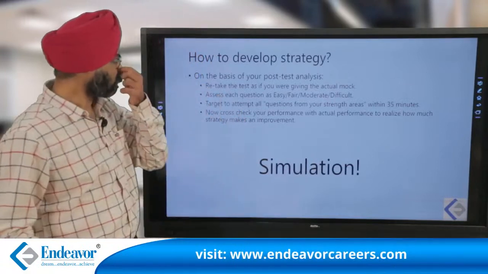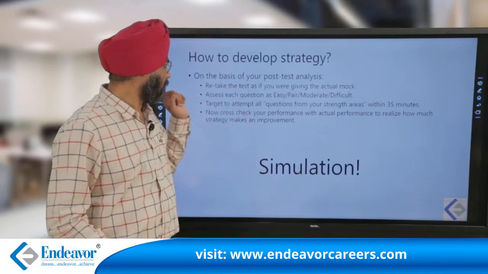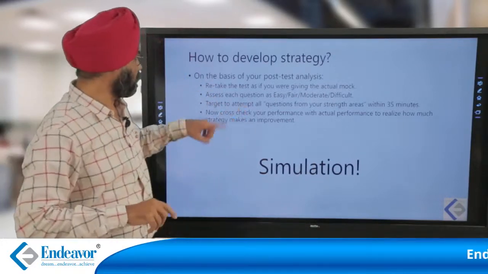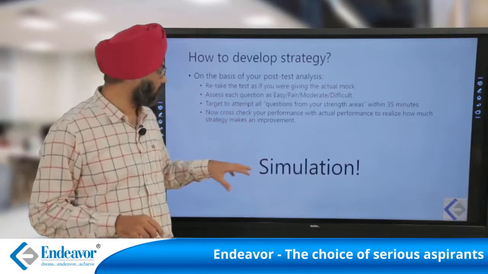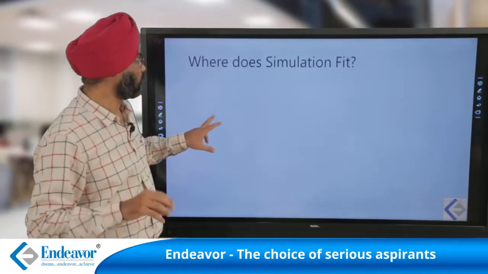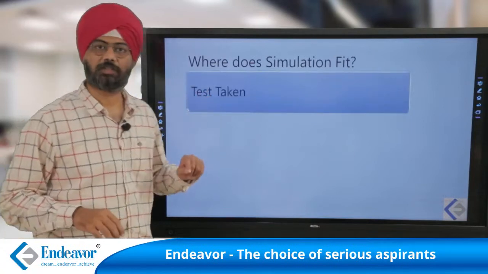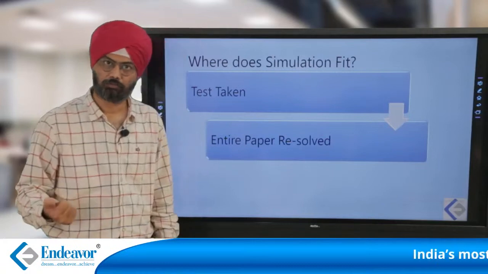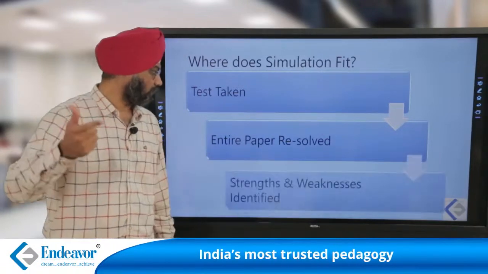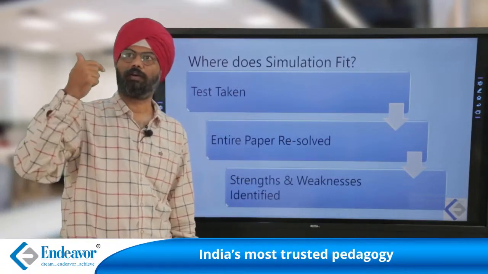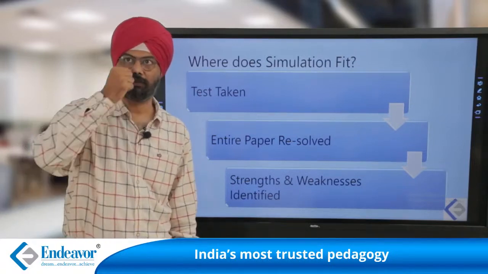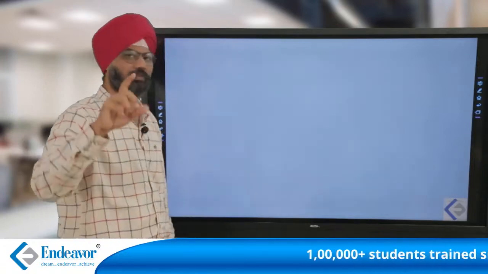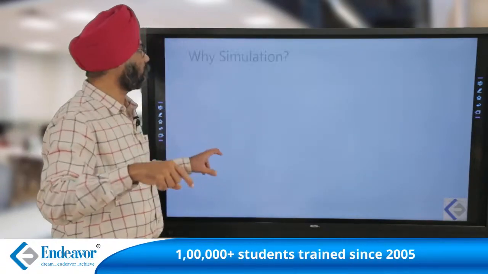So attempt all the questions and then you cross check your performance with your actual performance to realize how much strategy makes an improvement. I'll show you what it is. So where does simulation fit into the entire scheme of things? You've taken the test, then you have resolved the entire paper, you have identified your strengths and weaknesses. Not identified, you basically reassured your strengths and weaknesses, and now you sit down to simulate.